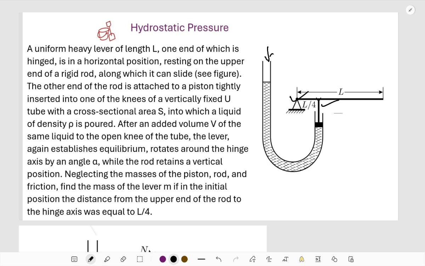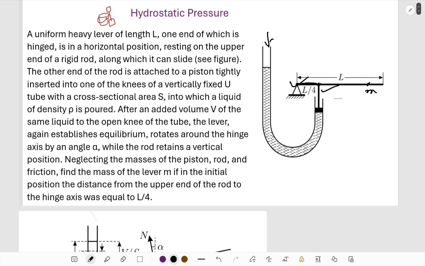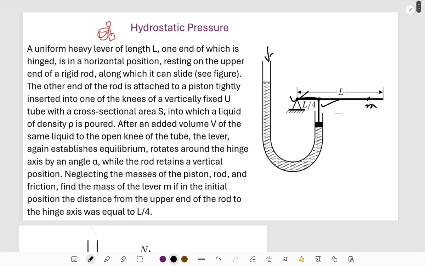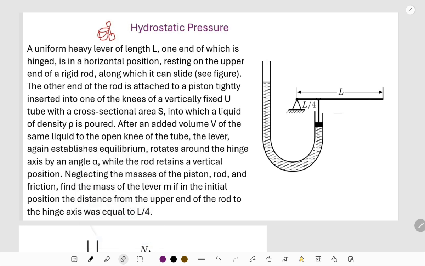Find the mass of the lever M. Lever, that was this, its mass we needed to find. If in the initial position the distance from the upper end of the rod, this end, to the axis hinge, this thing, is h by 4. Okay, so we need to solve this problem, but in initial position, what happens in initial position? Everything is here, as you can see.